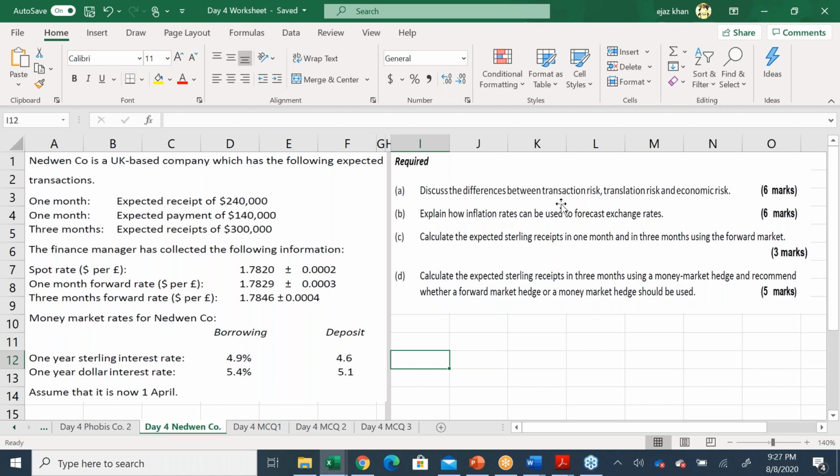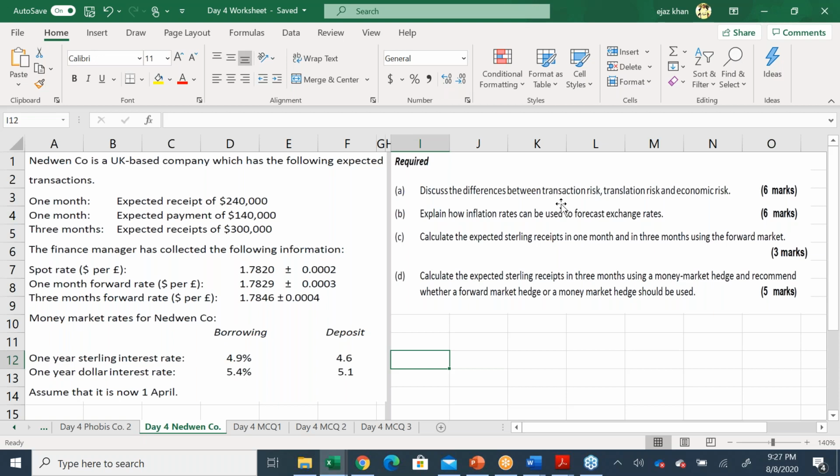So if the foreign currency strengthens in 1 month's time and you have to pay more in local currency because of that movement, that is a transaction risk. A translation risk, on the other hand, is a risk faced by a parent company. You all have studied F7 and you all know that a parent company is required to prepare consolidated financial statements.